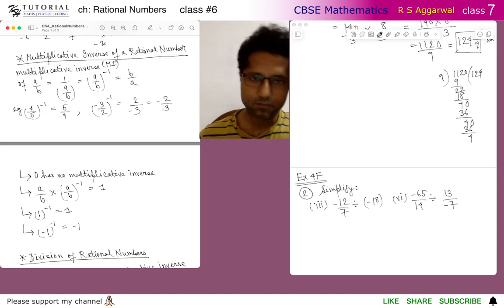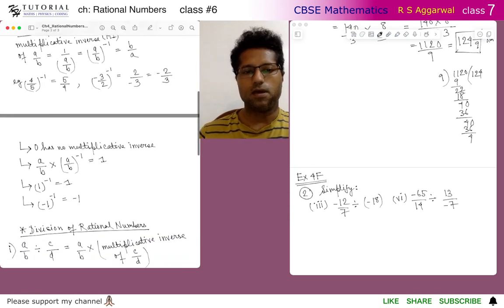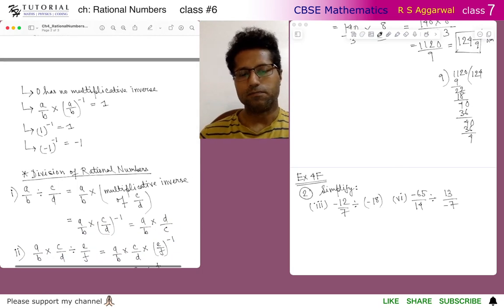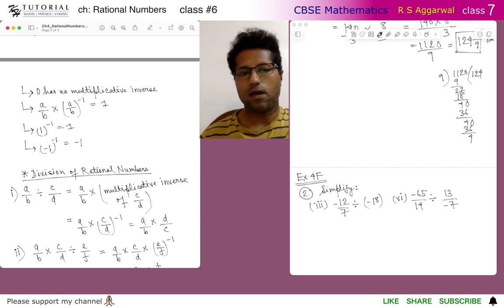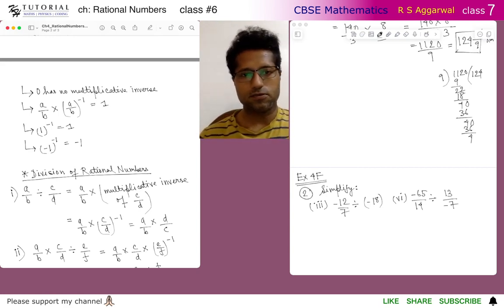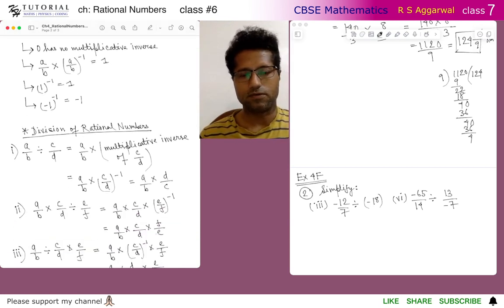Now remember that multiplicative inverse of 0 does not exist. Multiplicative inverse only exists for non-zero rational numbers, and the product of a number and its multiplicative inverse is always 1. And you should remember that the multiplicative inverse of 1 is 1, and the multiplicative inverse of minus 1 is also minus 1. So these three things you must keep in mind. Now let's understand how do we do division of rational numbers.